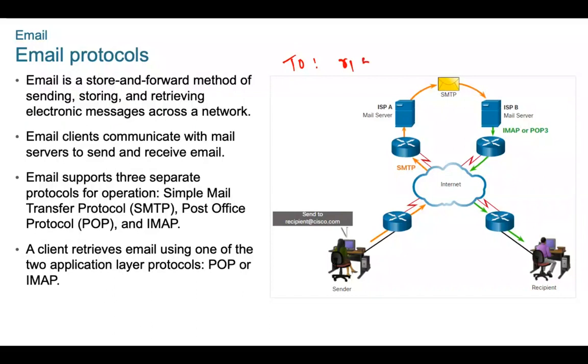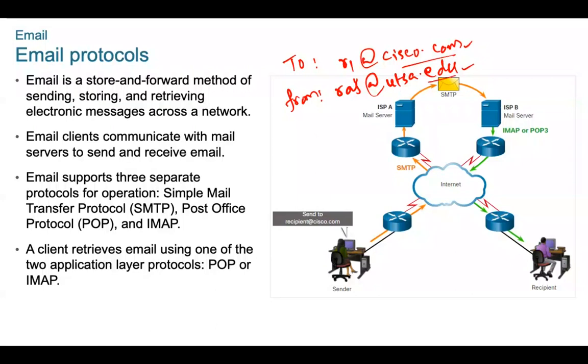suppose Ravi, who is the recipient, at cisco.com. So the domain is different from, suppose, Raj at utsa.edu. So they are two different servers, right? One server is your .com server domain, another server is your .edu server.